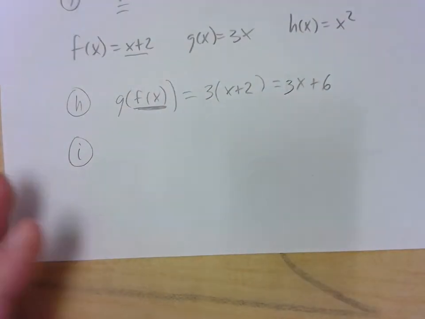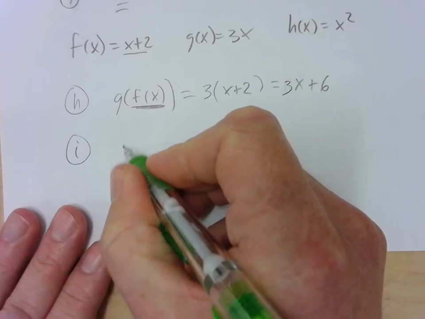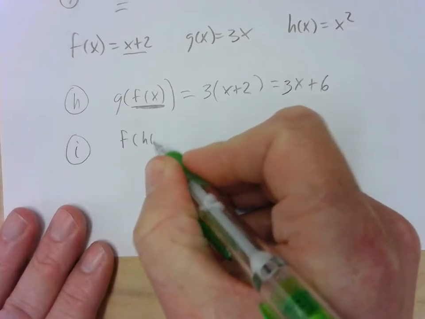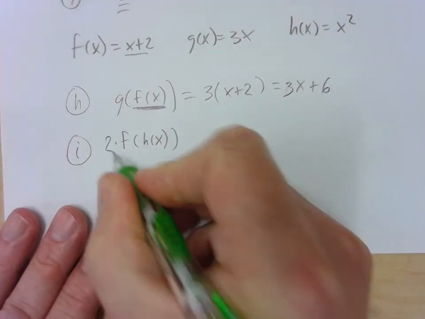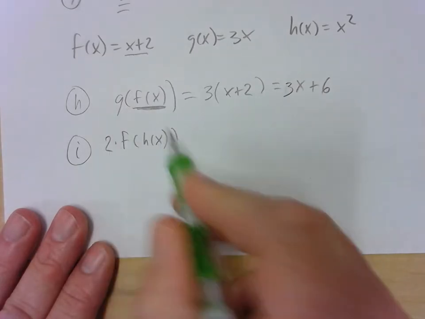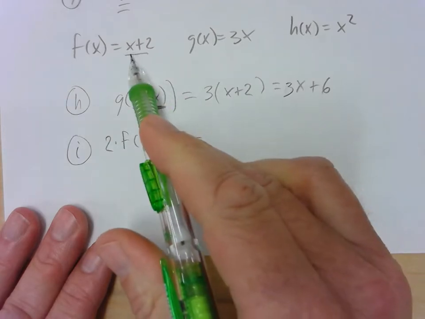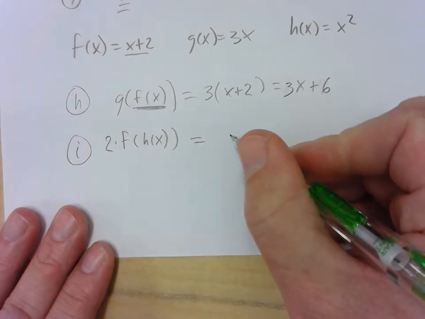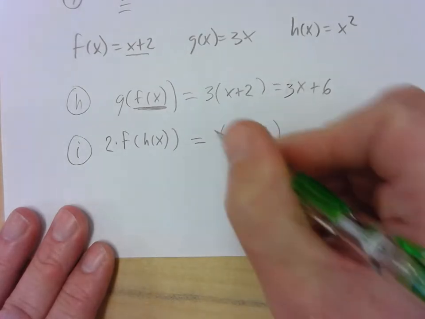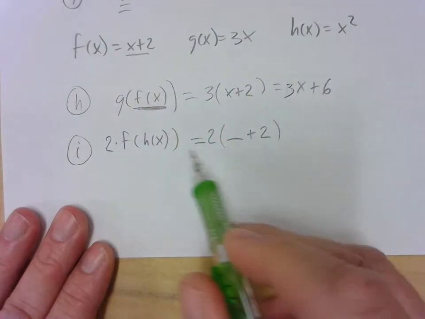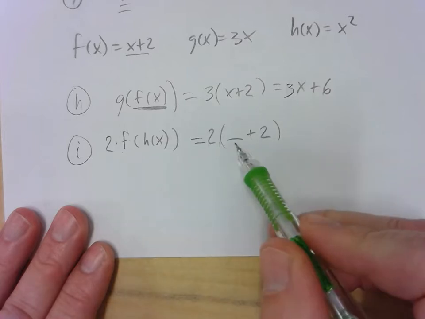Let's put f of h of x. And you could even throw in a number in front, like you could put a 2 here. So that would double the result of this. So the f function is x plus 2. So it's something plus 2. And then that's going to be doubled. So it's times 2. So the very outside would be 2, and then the f function is something plus 2.